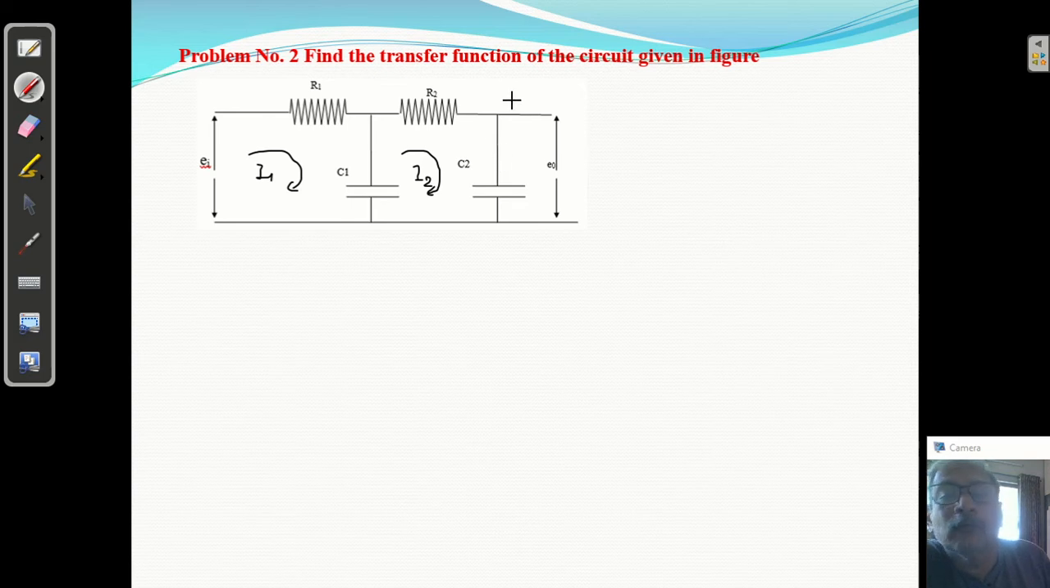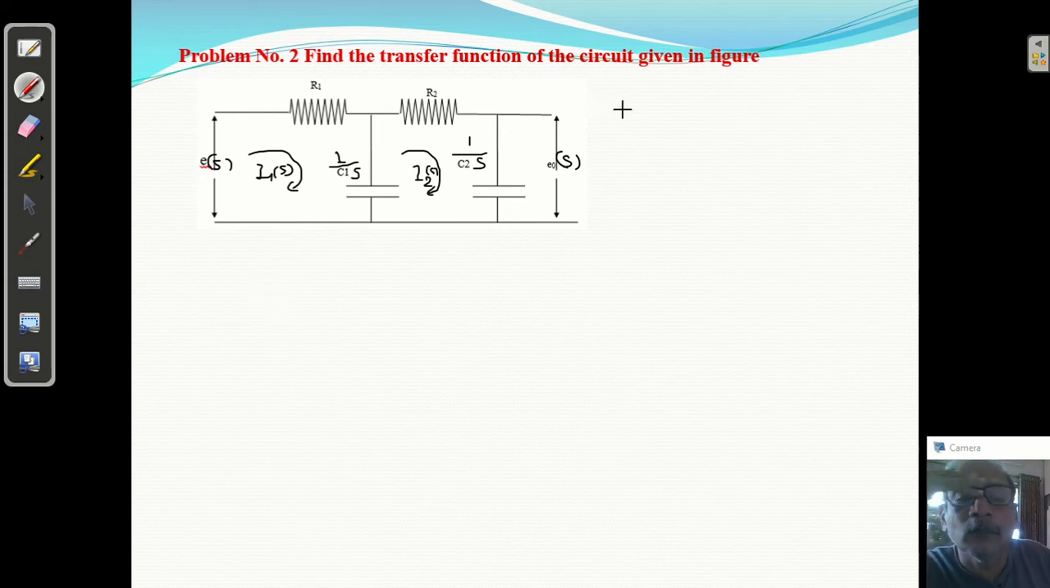So transform diagram. What is the first step? We will draw the transform diagram. R will be R, R1 will be R1, R2 will be R2, C will be 1 upon C S. I'm going to convert this into the transform diagram. So this is 1 upon C1 S, this is 1 upon C2 S, and if it is an inductor, L will be L into S. This is I1 of S, this is I2 of S. Clear? This is E1 of S, this is E2 of S. So this is the transform diagram.